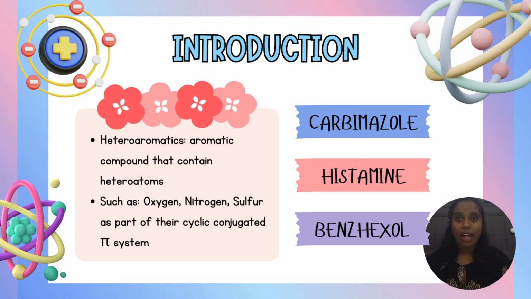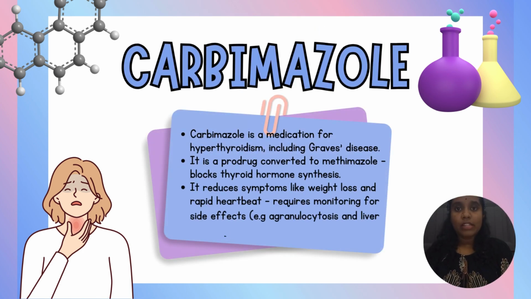Today, my team members and I are here to present on the medicinally important heteroaromatic compound. Heteroaromatics are aromatic compounds with heteroatoms like oxygen, nitrogen, and sulfur in their cyclic conjugated pi systems. So here, we will highlight examples like carbimazole, histamine, and Benzhexol, where we'll be presenting and explaining their structure, nomenclature, mechanism, interaction with humans, medicinal use and application, and also some other beneficial information related to these examples. My example is on carbimazole.